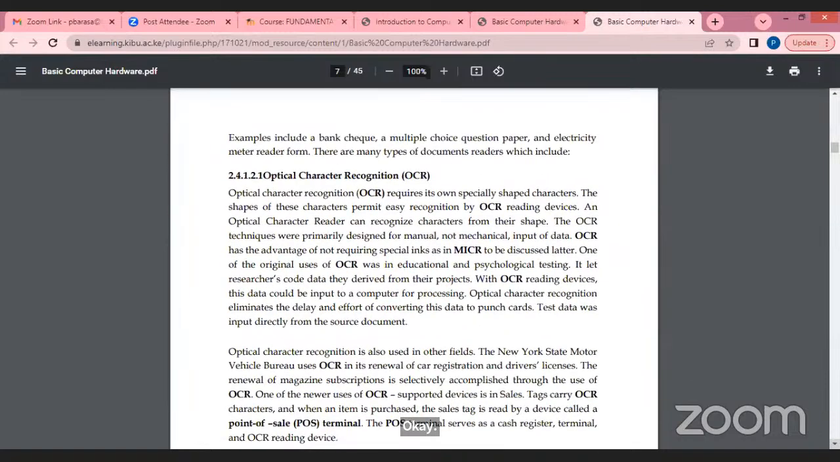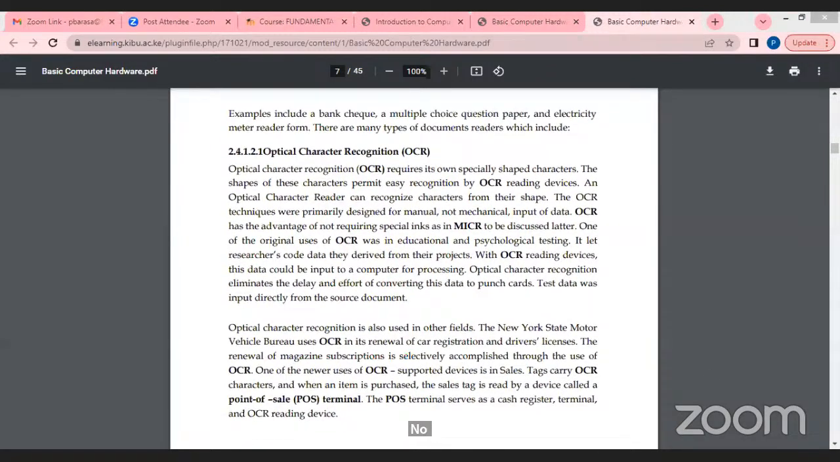We have the optical character recognition, OCR. Optical character recognition is done by an OCR device, which is the optical character recognition device. An optical character reader can recognize characters from this shape. The OCR techniques were primarily designed for manual, not mechanical, input of data. OCR have the advantage of not. Just a minute.